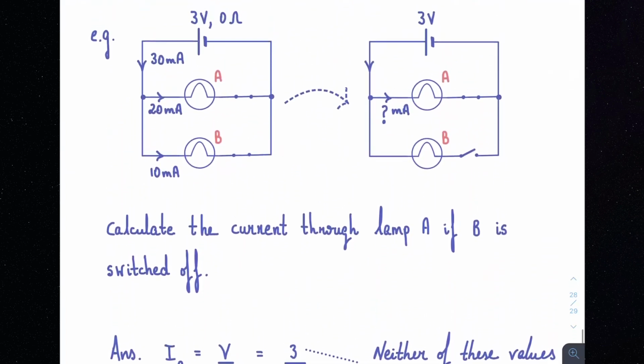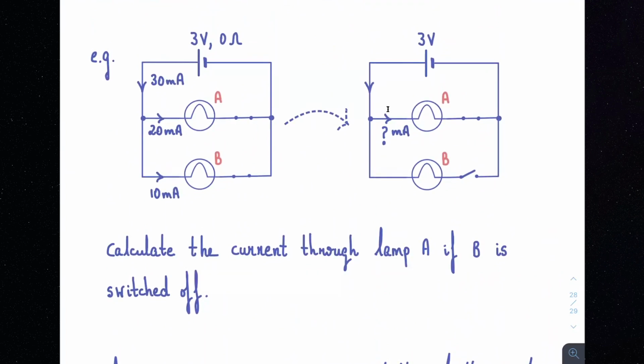So what we're saying here is that only 20 milliamps are now drawn from the battery. And this makes sense because if both bulbs are switched on, then the total current drawn from the battery is 30 milliamps. But with only lamp A switched on, we should expect the total current drawn from the battery to decrease. And that is exactly what's happening here.